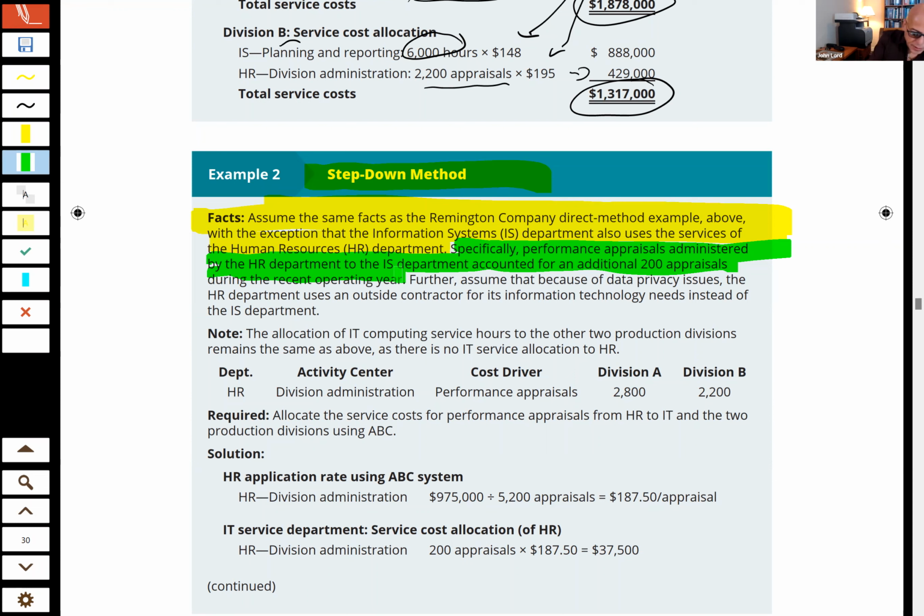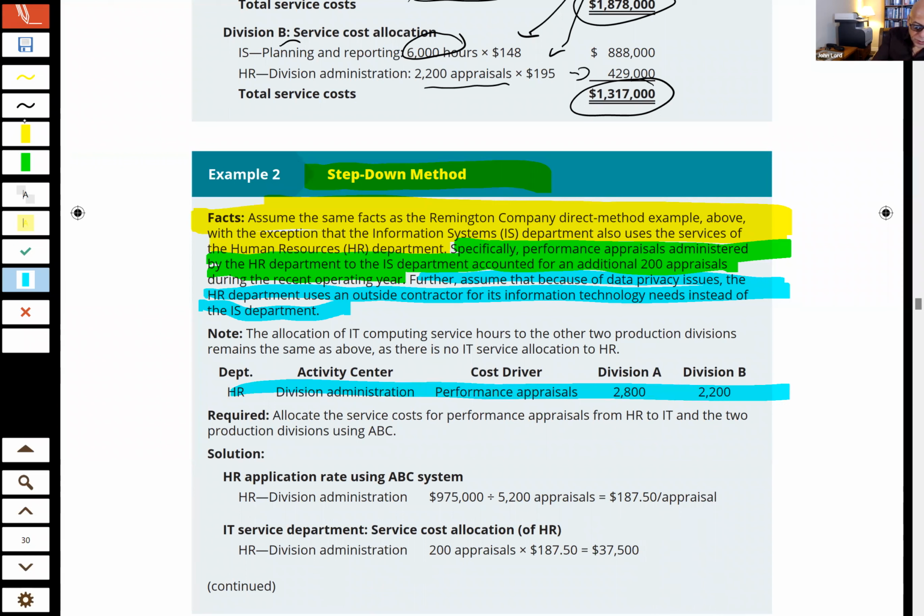Okay, then they say further, assume because of data privacy issues, the HR department used an outside contractor, because they didn't want to get into multiple steps. But let's just go ahead and take a look. And just as we've seen with the performance appraisals, okay, 2,800 for Division A, 2,200 for Division B. That hasn't changed, but now we're going to have to deal with these additional appraisals, the 200 additional.